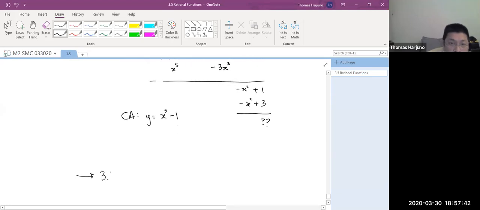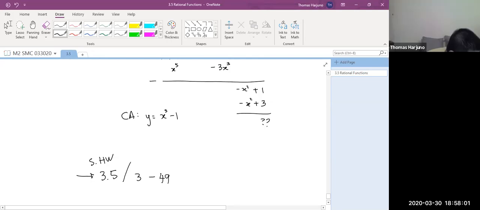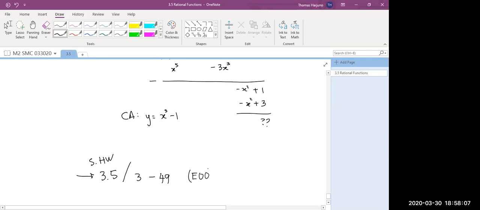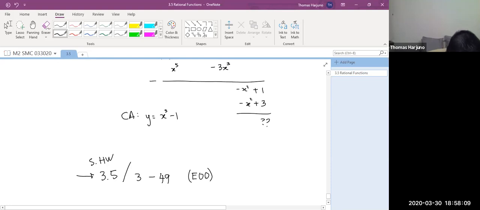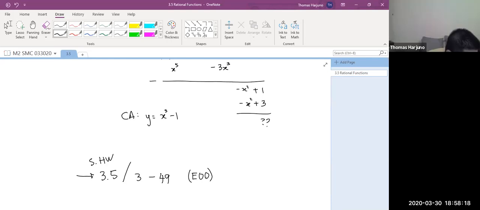From 3.5, the suggested homework will be number 3 to number 49. Just do every other odd. And of course, feel free to ask me questions if you have any. On Wednesday, I will do 3.6 and 4.1, maybe with 4.2.